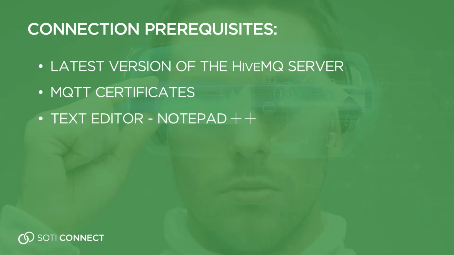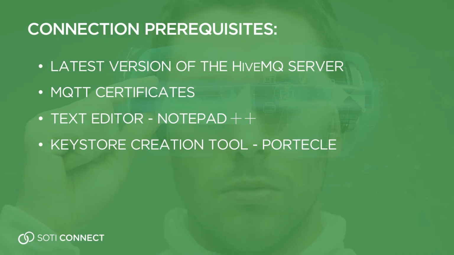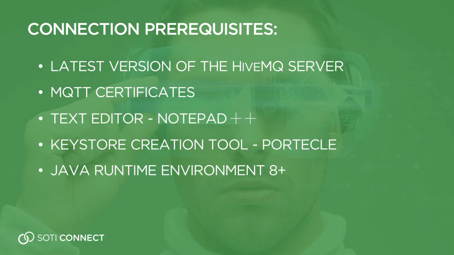A text editor that allows you to edit code as text is also needed. We'll use Notepad++. You also need to have a keystore creation tool installed to create a certificate repository that can be read by HiveMQ. For our demonstration, we will use Protocol. Finally, you'll need Java Runtime Environment 8 or above and Java SE Development 11 or above, which are required for Protocol and HiveMQ.